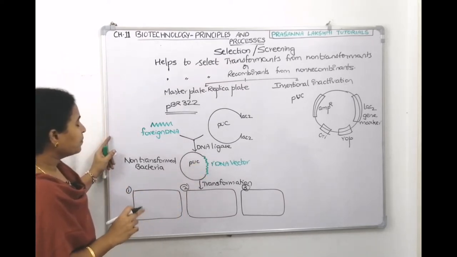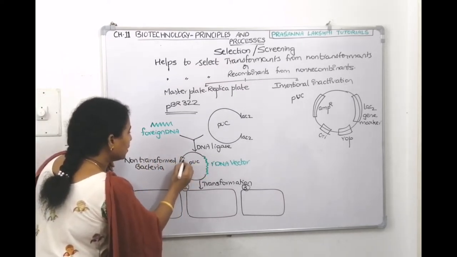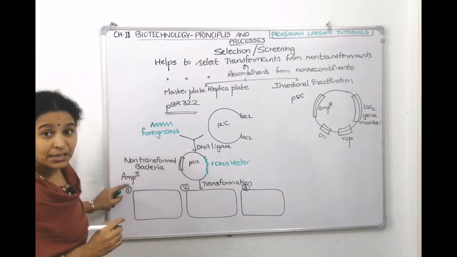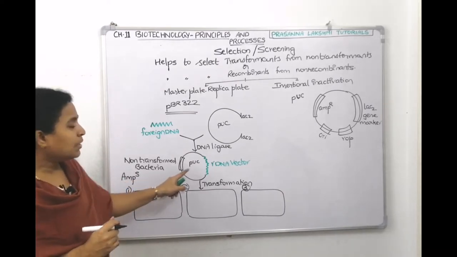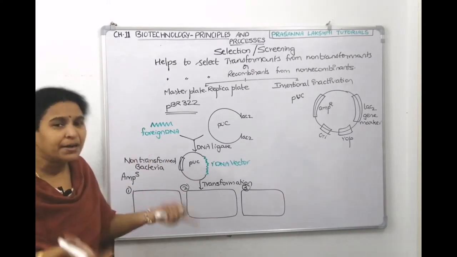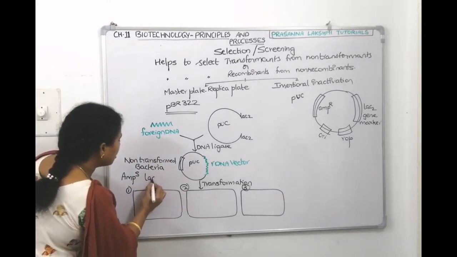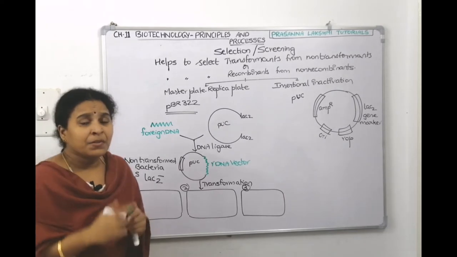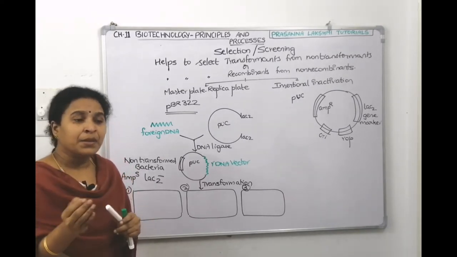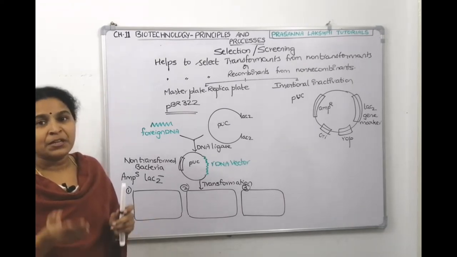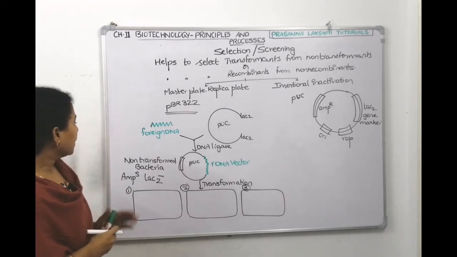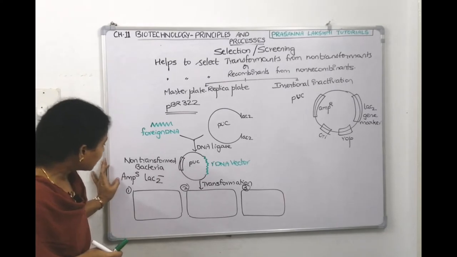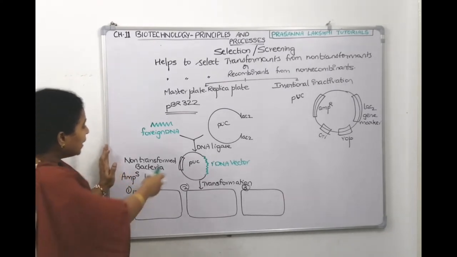Because it is not having PUC vector, will it have that ampicillin resistant gene in it? No ampicillin resistant gene. Means it is ampicillin sensitive. It doesn't have the LAGZ gene also, because it did not participate in transformation. So, LAGZ gene also negative. For antibiotic we use the word sensitive or resistant. LAGZ codes for an enzyme called beta-galactosidase. If the gene is there, positive, it codes for the enzyme. If gene is not there, negative, it doesn't code for enzyme. The first category of bacteria, which did not participate in transformation, will be ampicillin sensitive and LAGZ negative because it did not take this one.